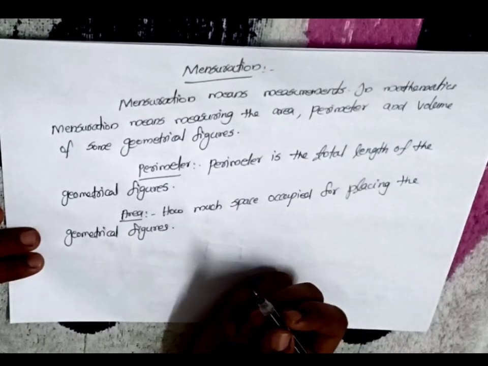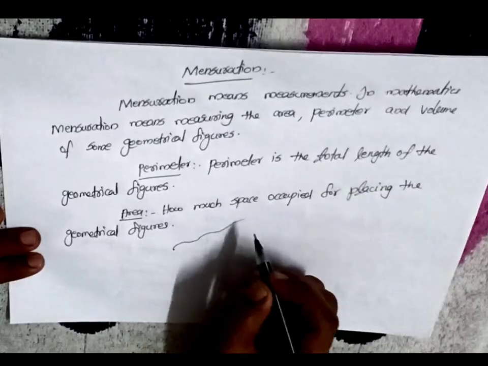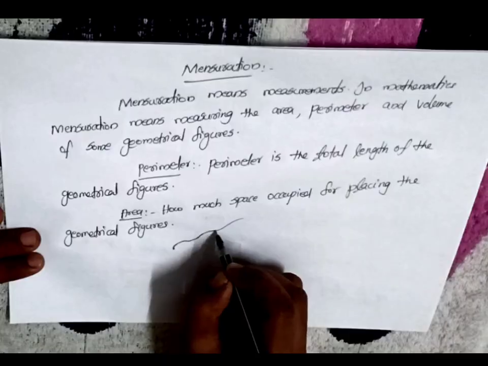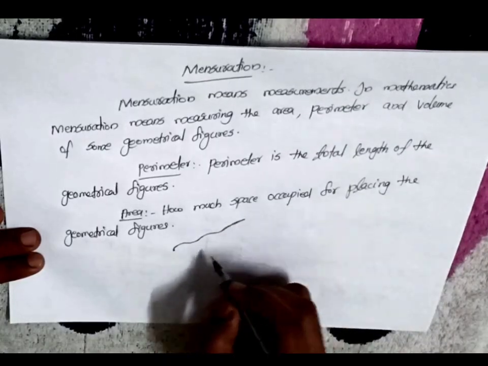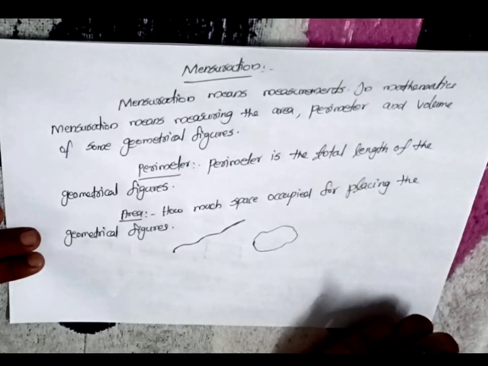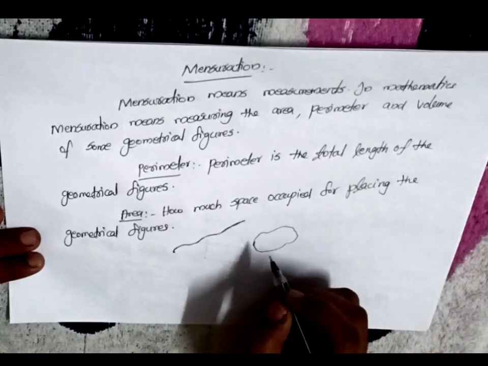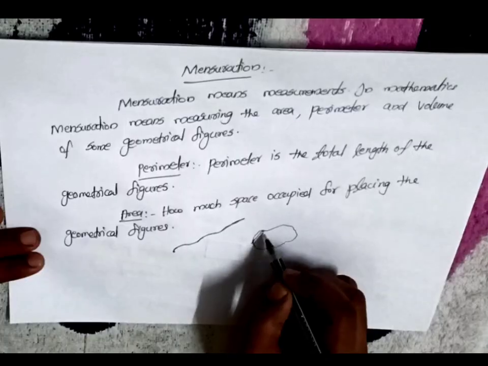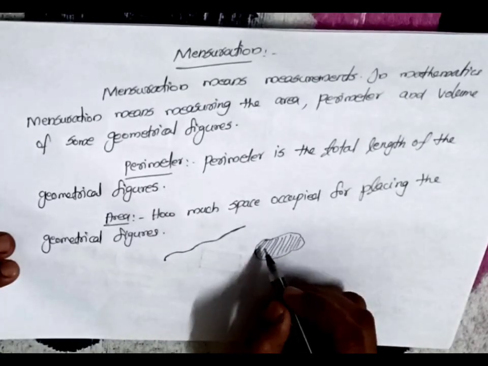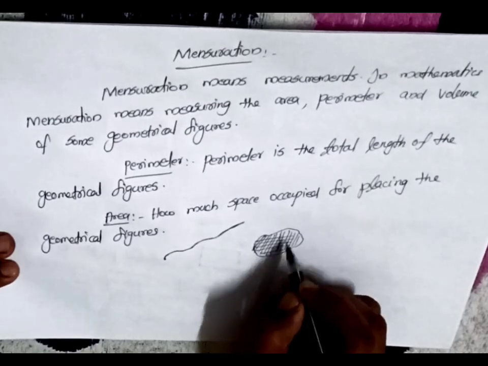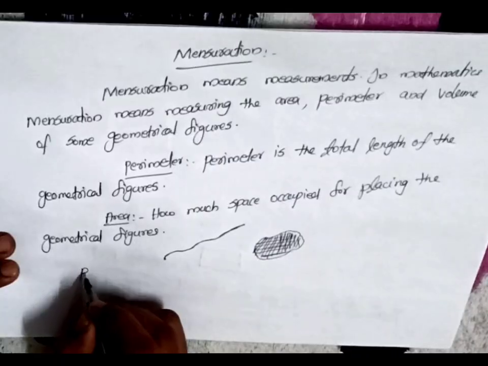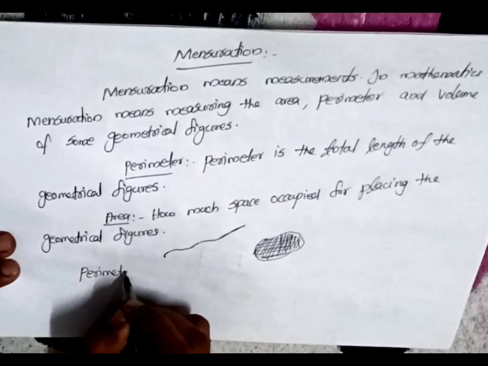That means here we have to consider one string. What about the perimeter of the string? It is the total length of the given string. Next, we fold this string into a closed figure. Therefore, here we have to find out the area. That means how much space is occupied for placing this, that is the area of this string. That means this region. This region is denoting the area.